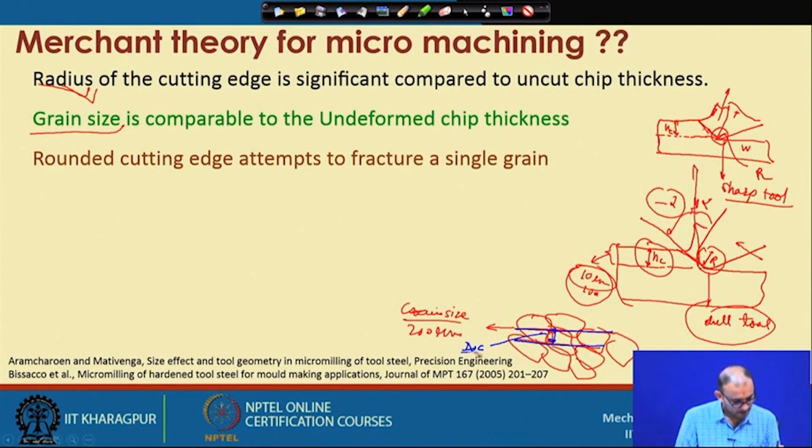Depth of cut, and if this is the depth of cut, then we can say that your undeformed chip thickness is comparable with the grain size. When we say average, let us write average, because when you are writing something like this, all grains are not the same size. So, this is called average grain size.